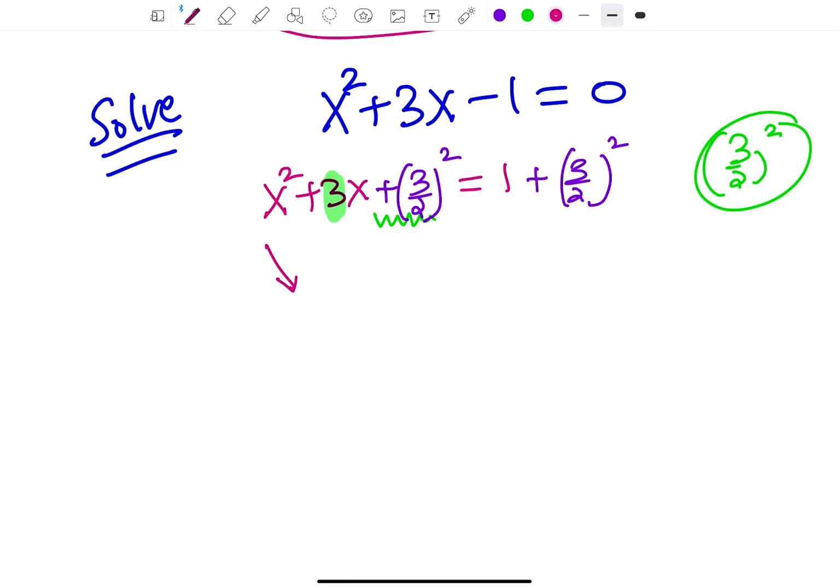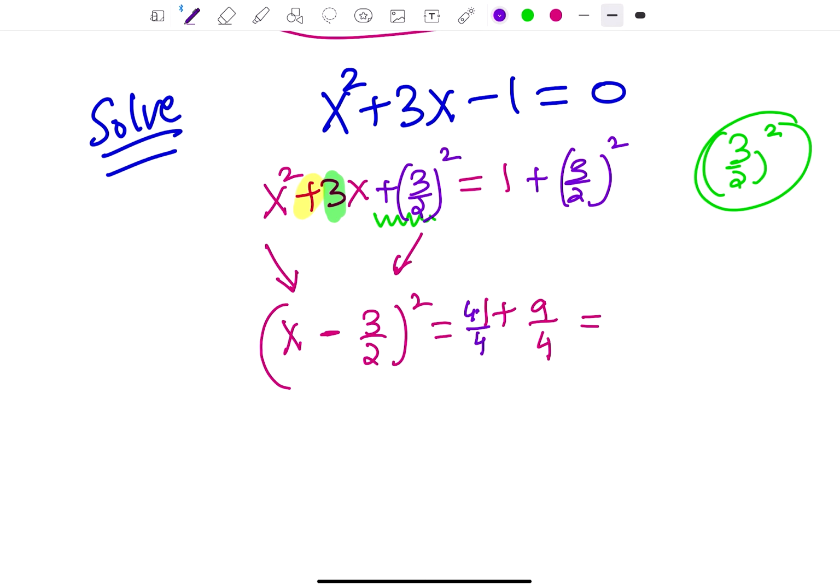In the next step, I'm ready to complete my square. I pull an x, pull a 3/2, and whatever is the sign of the middle term, that comes in the middle. X plus 3/2 squared equals 1 plus 3 squared, which is 9, over 2 squared, which is 4. And the right-hand side can be simplified. I can combine these two fractions by getting the common denominator, multiplying top and bottom by 4. Once we have a common denominator, we add the numerators, so 13 divided by 4.